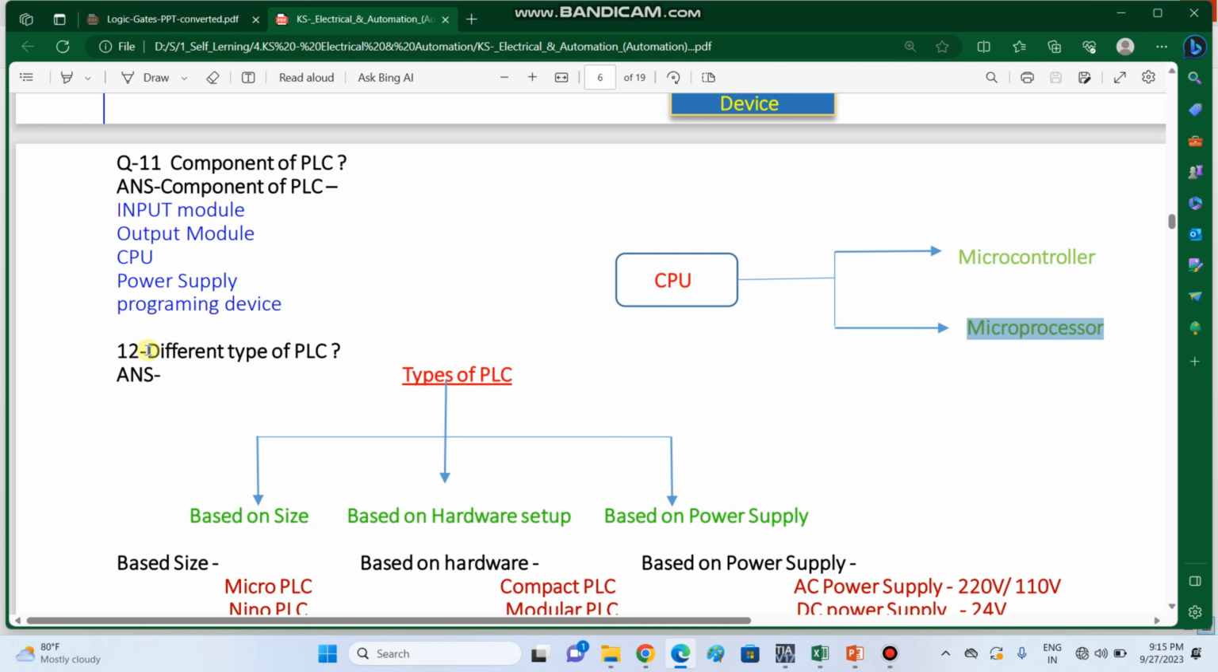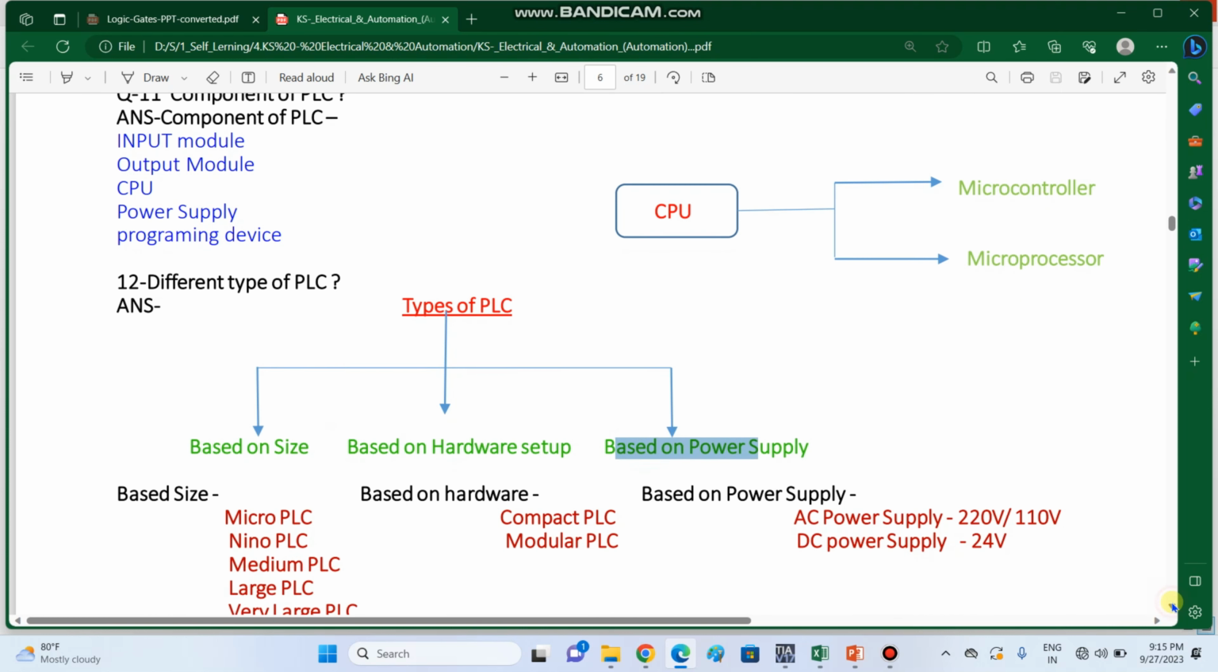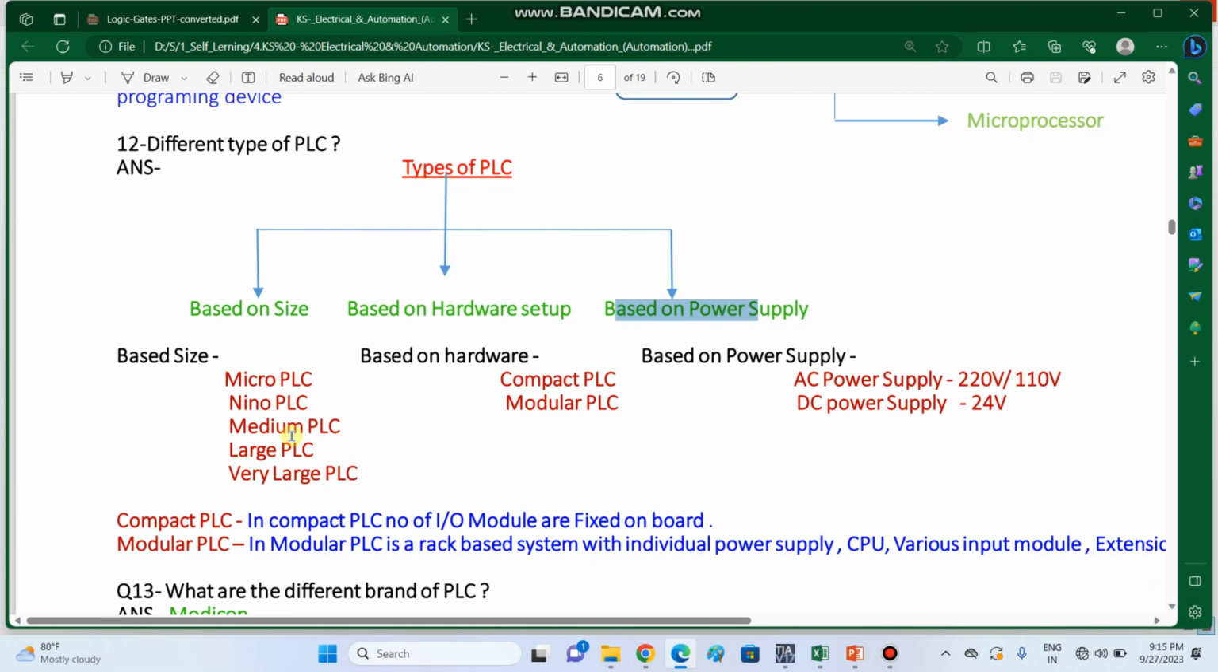Now the different types of PLC. Types of PLC are based on size, based on hardware setup, and based on power supply. Based on size, there are micro PLC, nano PLC, medium PLC, large PLC and very large PLC.